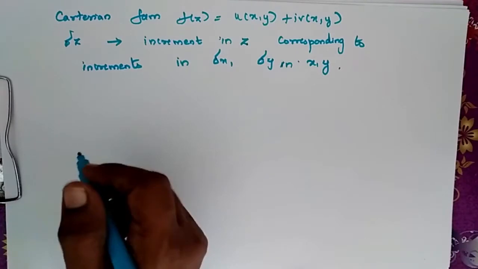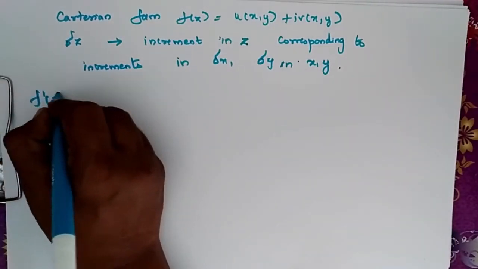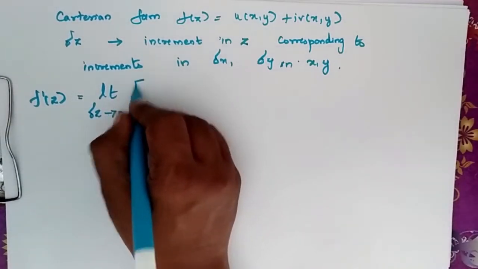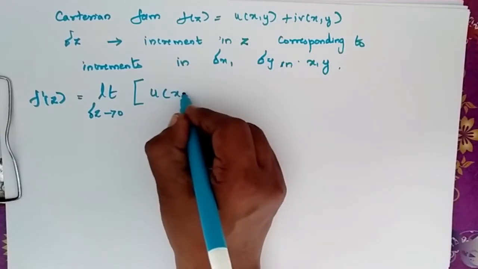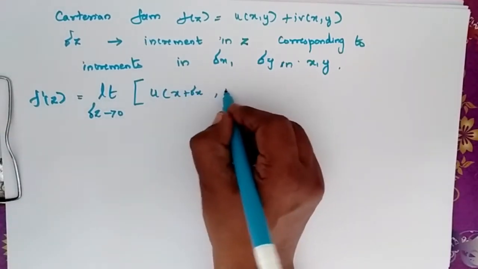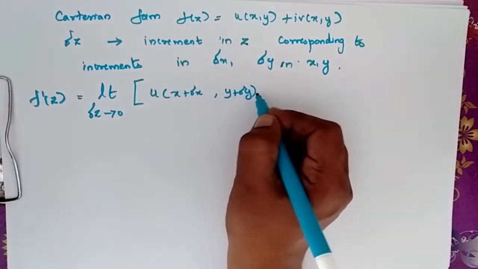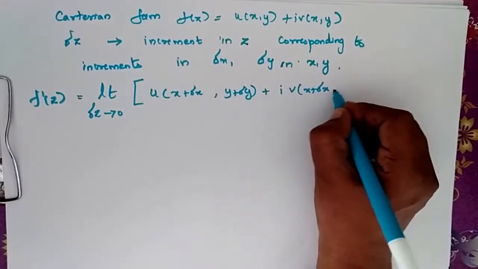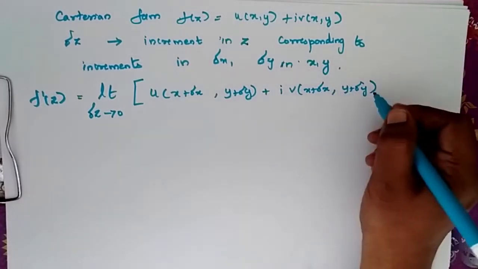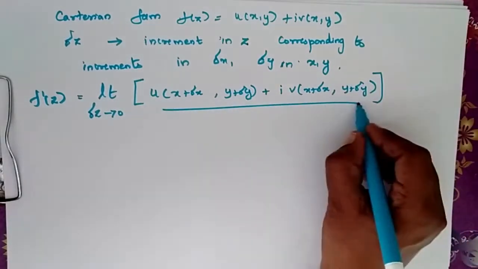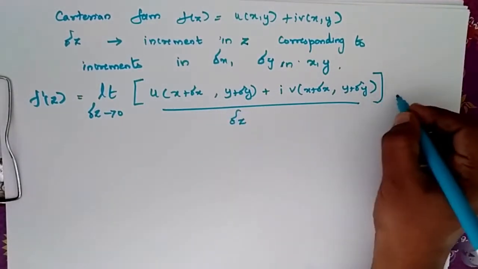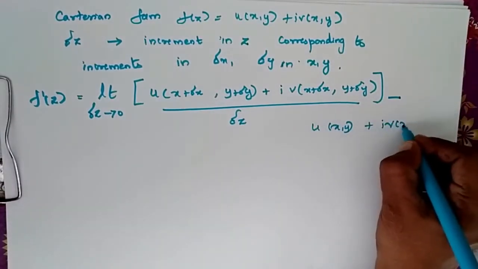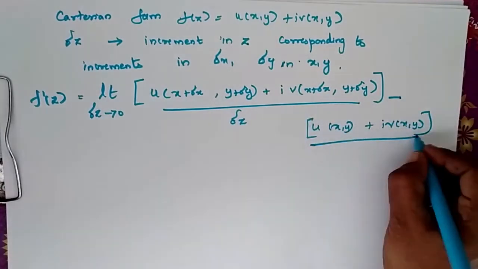Now f dash of z is equal to limit of delta z tending to 0 of u of x plus delta x comma y plus delta y plus i into v of x plus delta x comma y plus delta y, divided by delta z, minus u of x comma y plus i into v of x comma y by delta z.